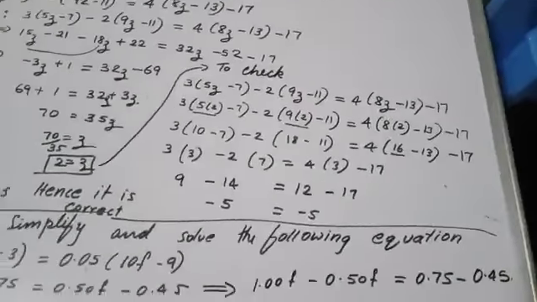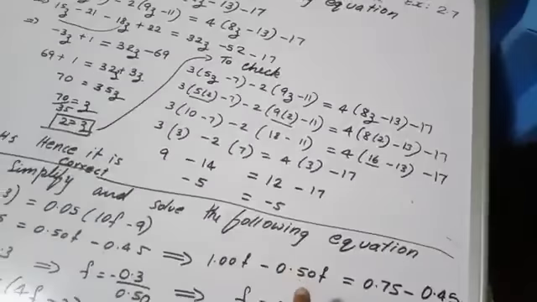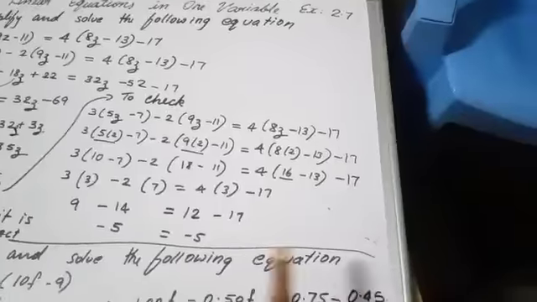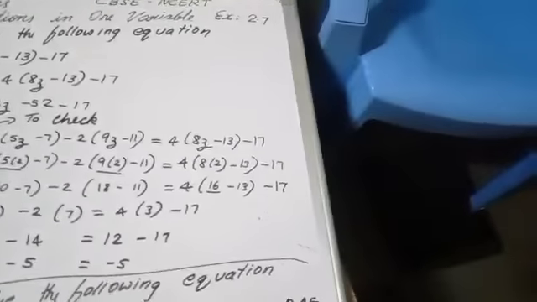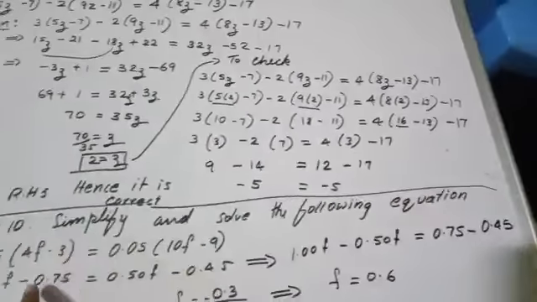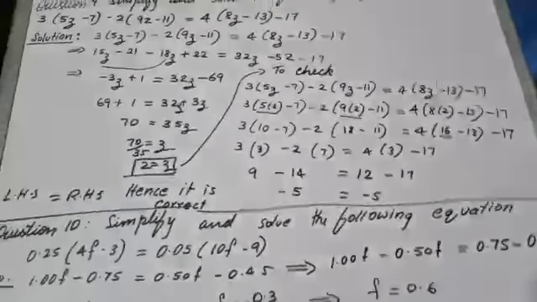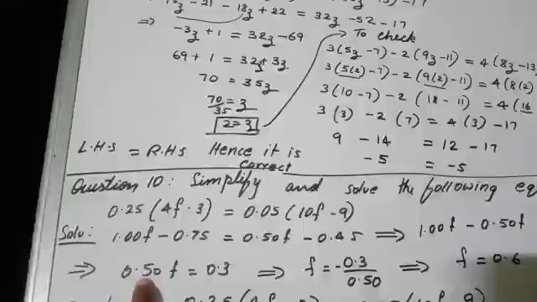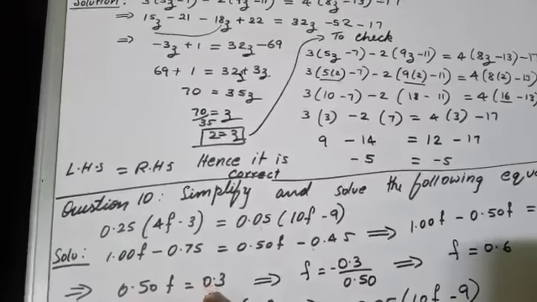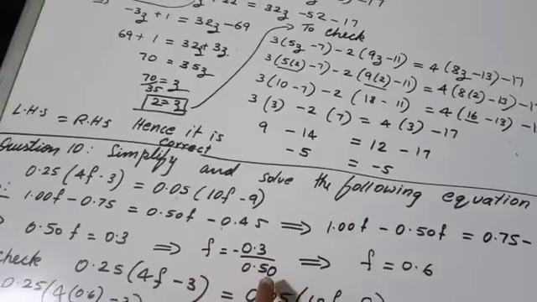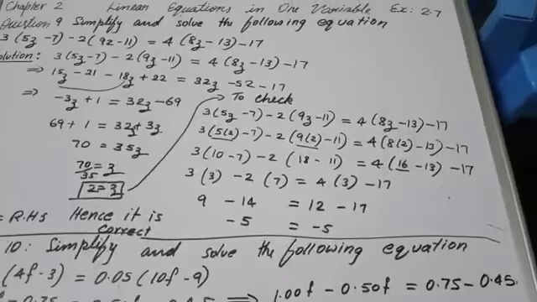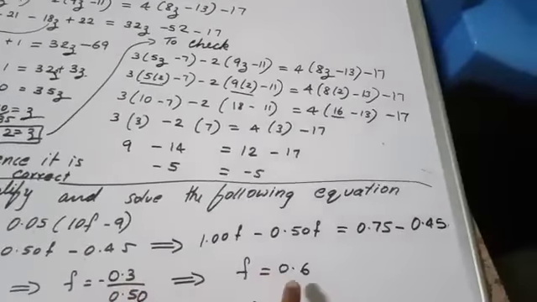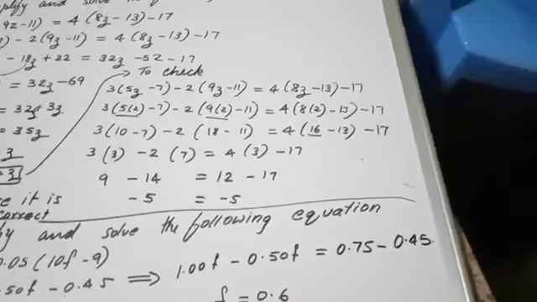In this way, then 1f minus 50f, so 75 minus 45. I have shifted this because when it is moving, it will become negative. So after that, when we simplify this, we get 0.50f equals 0.3. f is equal to 0.3 divided by 0.50. So 5 ones are 5, 5 sixes are 30. So the f value will be 0.6.